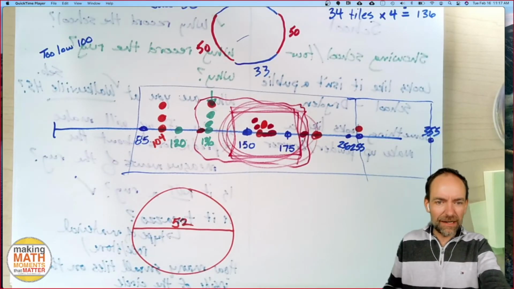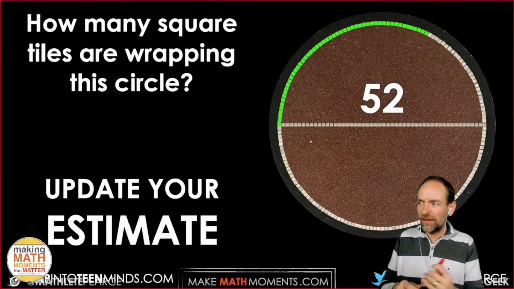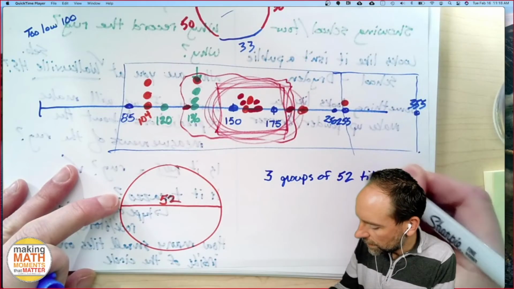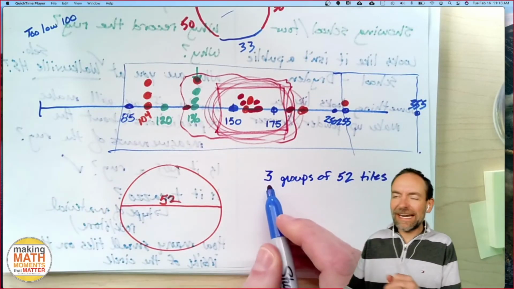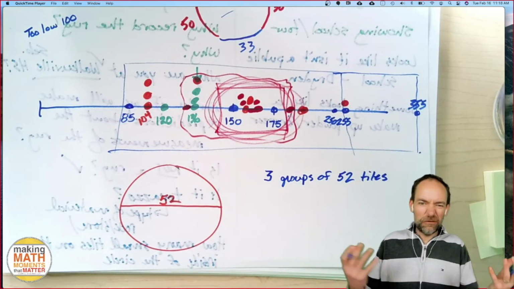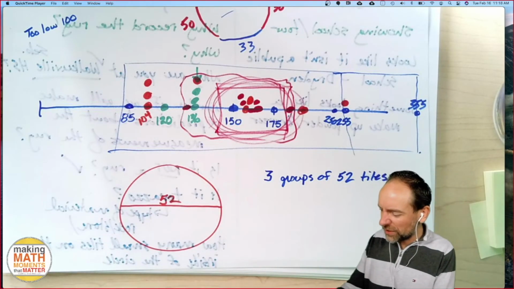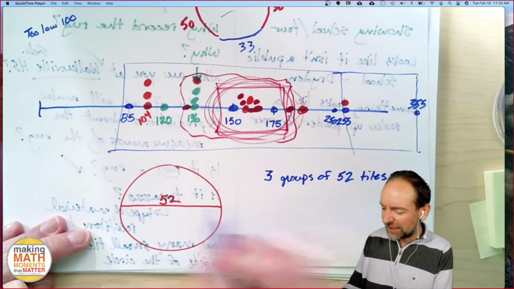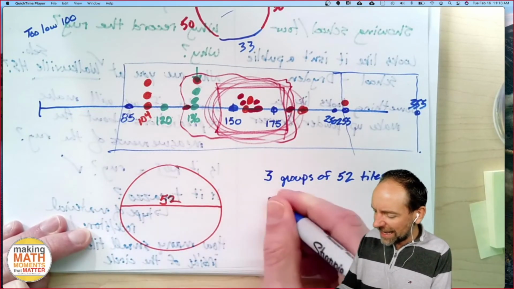I see a hand up. Is anybody willing to share verbally what they're thinking? What's happening here? Super cool. I love how you said it. It appears, and that is such a great word because it's hard to know for sure, but it appears like 3 groups of 52 tiles are going to make us all the way around. And I love your thinking.